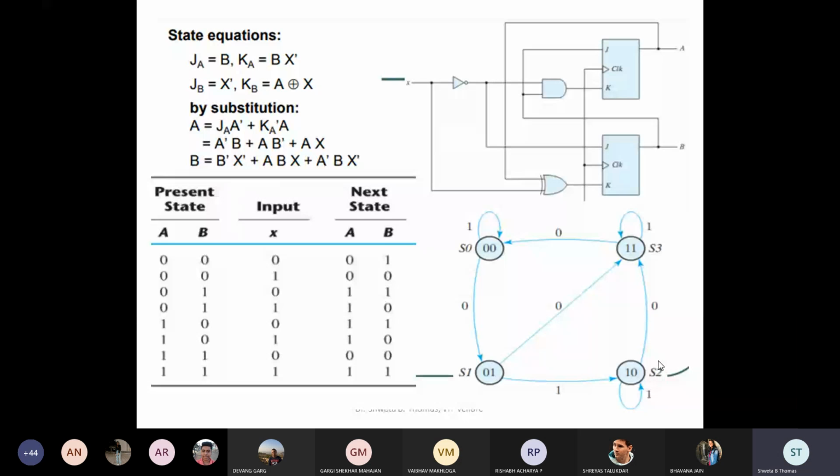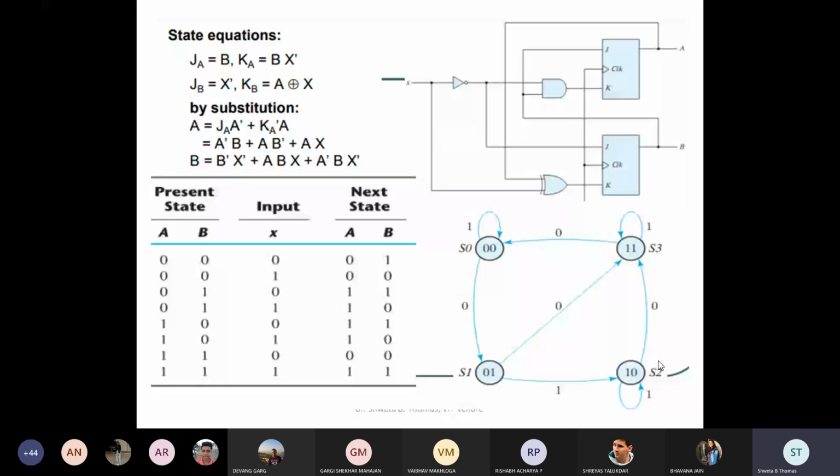So let me find the value of A(t+1). By substitution, what is mentioned? This is actually A(t+1). I'm also feeling that the notation should be a little different. If possible, I will change the notation. So A(t+1) = J A complement, so J is equal to B. It is equal to 1. A complement is equal to 0.